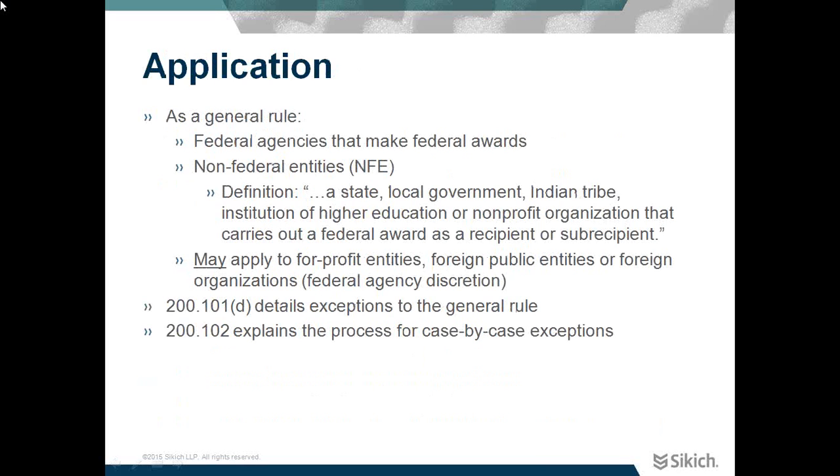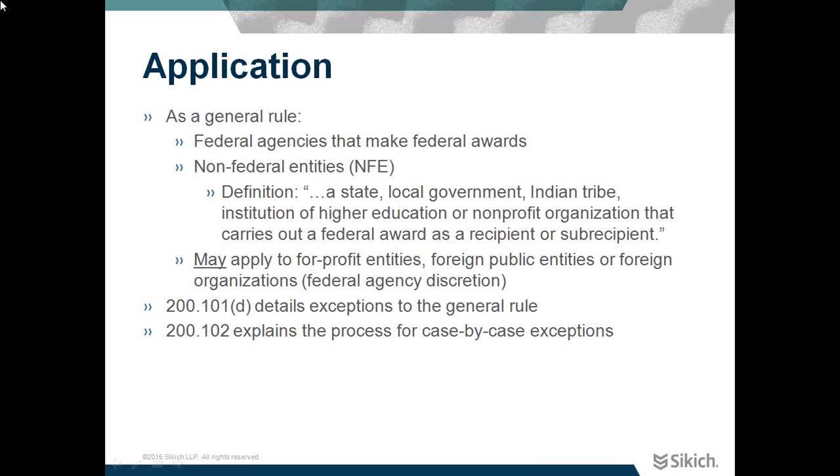As a general rule for application, the focus we're going to be talking about today is found in Part 200. Part 200 brings in the administrative requirements, which we'll talk about first. Then we'll focus on the cost principles themselves. And finally, at the end of our presentation today, we'll talk about audit requirements.